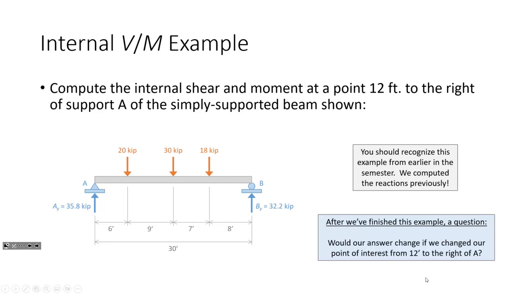It's the same story with this. So we've got a beam and we have a series of point loads on it. Hold on for a sec. Does this beam look familiar? It should, because we already did this. We computed these support reactions. I believe this was the very first example problem that we did. We determined that AY was 35.8 kips and BY was 32.2. We analyzed this beam previously in the semester, so we've already computed these reactions.